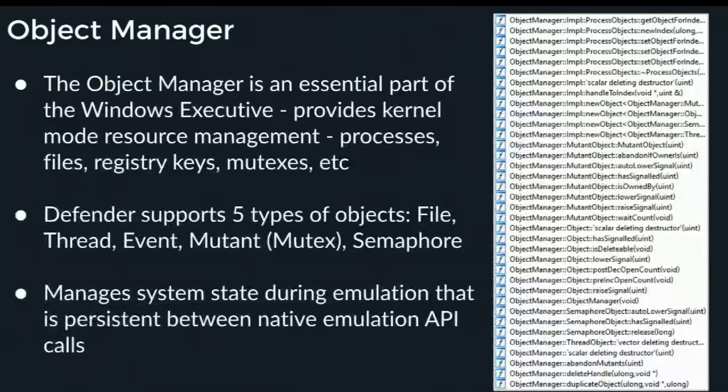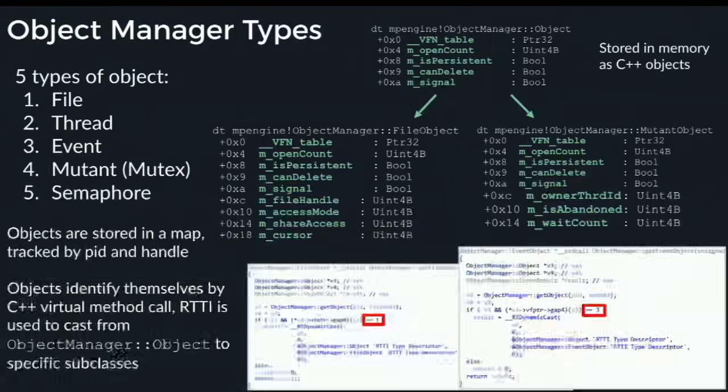So first off, we have the object manager. This is the part of Windows that, whenever you access or work with a handle, it's going to pass through. So handles can be things like processes, files, registry keys, mutexes. Any sort of system resource that you can manipulate with your process has a handle assigned to it. And in a real Windows system, those are stored inside the object manager. Defender supports 5 types of objects, which are shown here: file, thread, event, mutex, and semaphore. And inside mpengine.dll, there is a virtual object manager to provide a software-based emulation of this traditional Windows kernel facility. This is done here in mpengine.dll for malware being emulated inside the emulator.